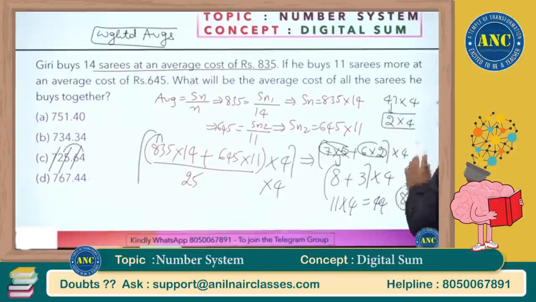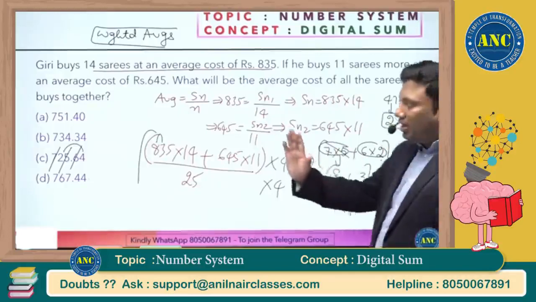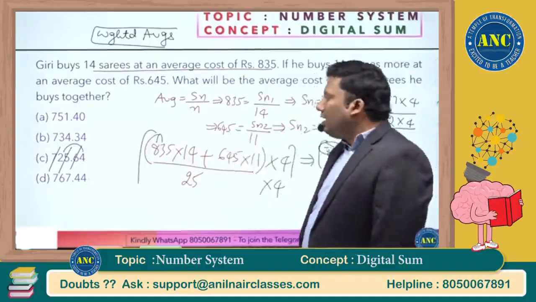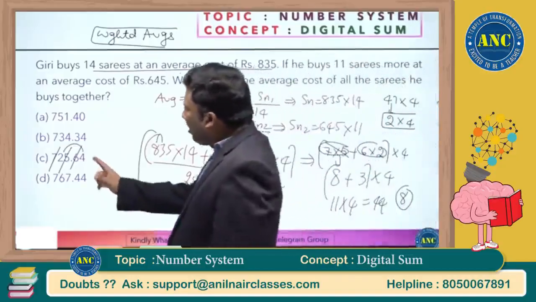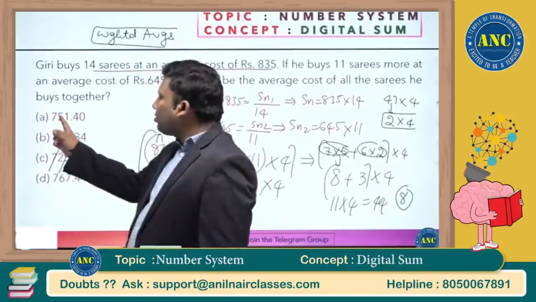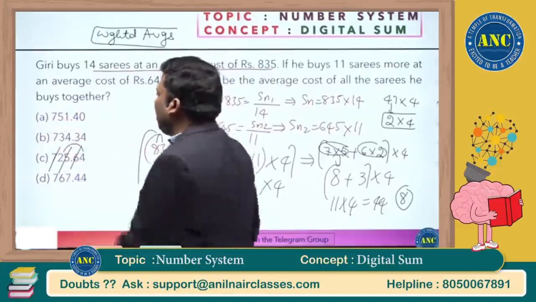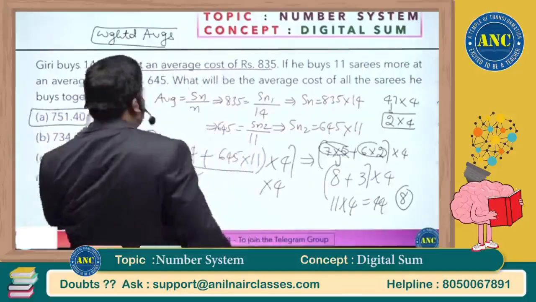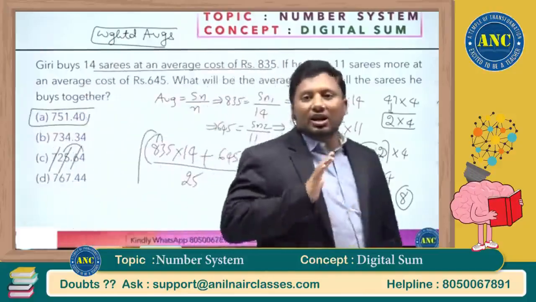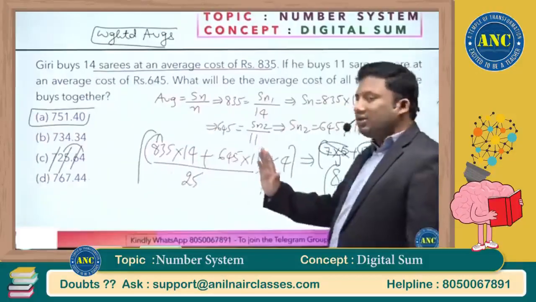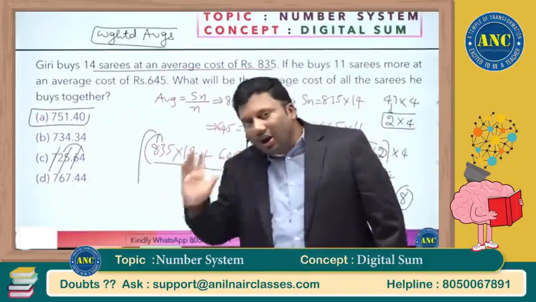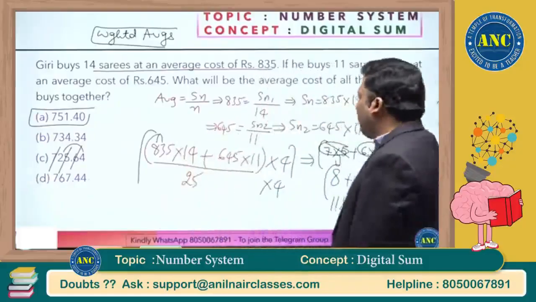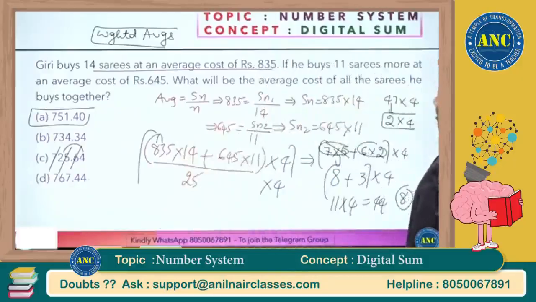2 4s are 8. Answer digital sum should be 8. Whatever option gives you digital sum 8, that itself will be the answer. Anywhere an option is there, 7 plus 5, 12, 12 plus 1, 13, 13 plus 4, 17, 1 plus 7, 8. I hope it is clear. No calculation mistake, don't do it again, recheck. If the denominator digital sum is 7, multiply the numerator and denominator by 4.